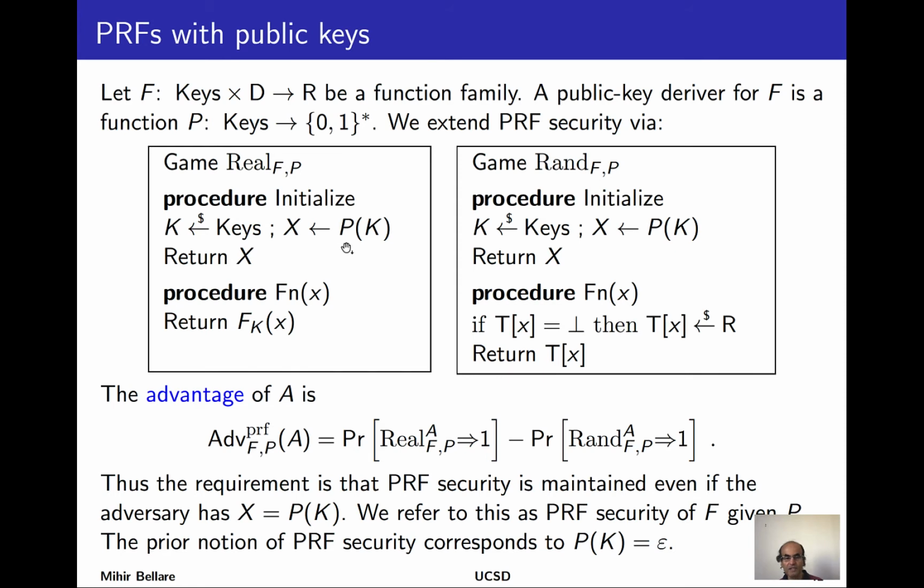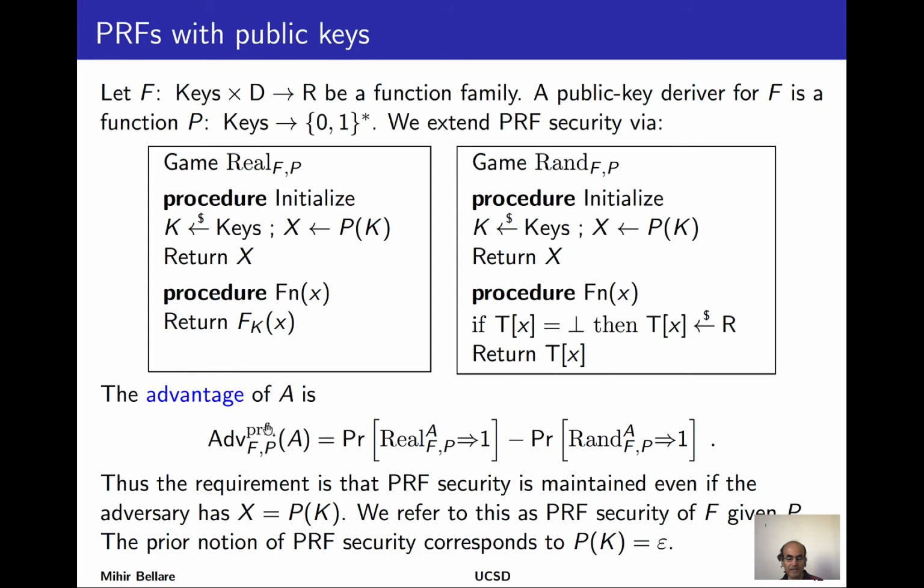The Initialize procedure for both now picks a key at random and computes this public quantity on it, and this is the new element that has a return statement giving this to the adversary. It has to be done exactly the same way here, even though in this game the key is never used, but it's used for the purpose of deriving this X. These oracles are the same as in the usual PRF case. You provide an input to Fn, you get the result of F under the hidden key in the real game. And in the random game, you just get a random non-repeating quantity as chosen over here. And the advantage is defined as usual.